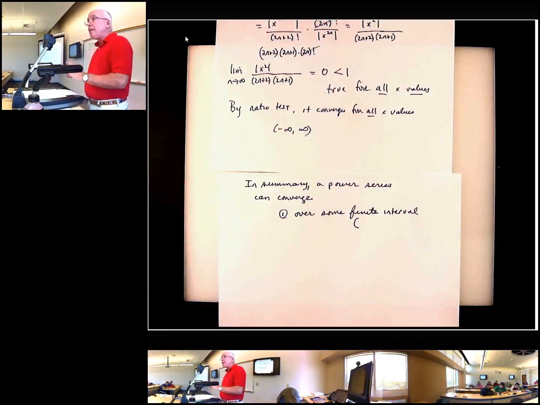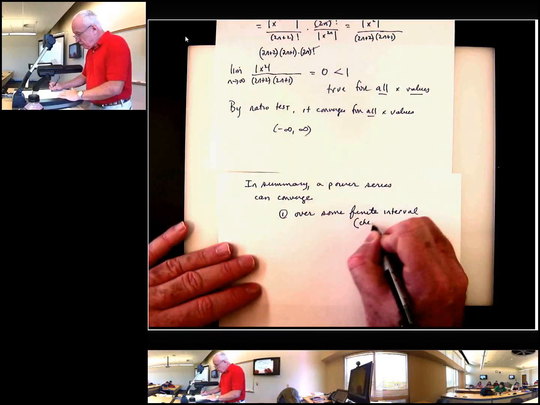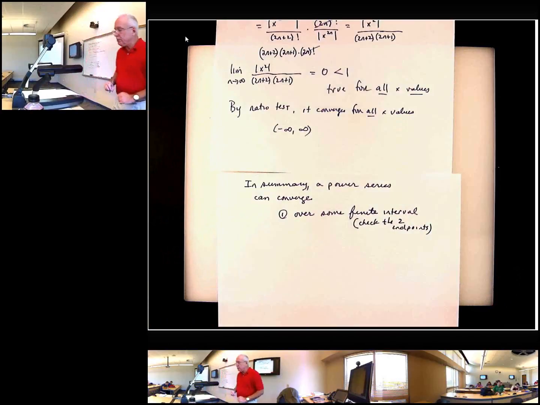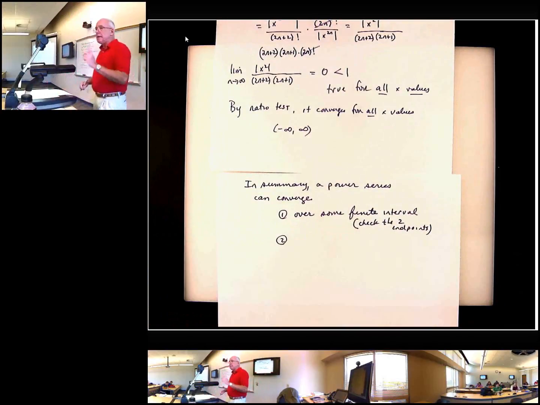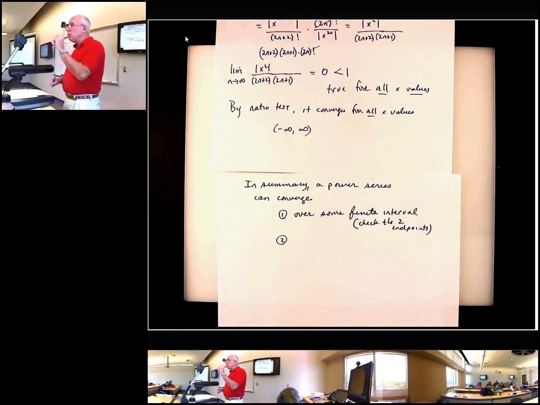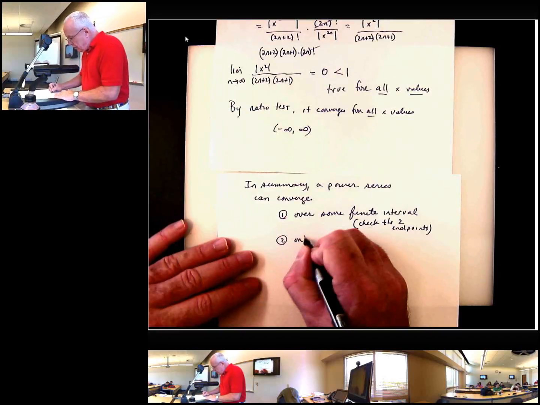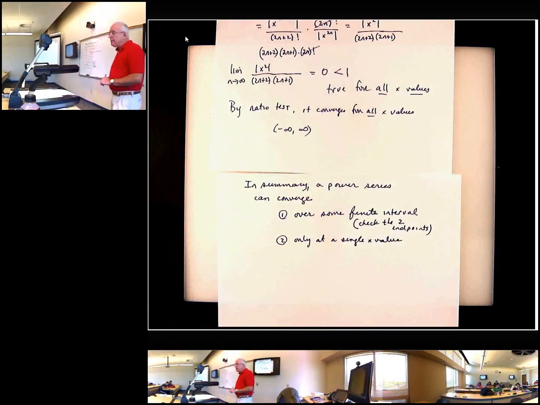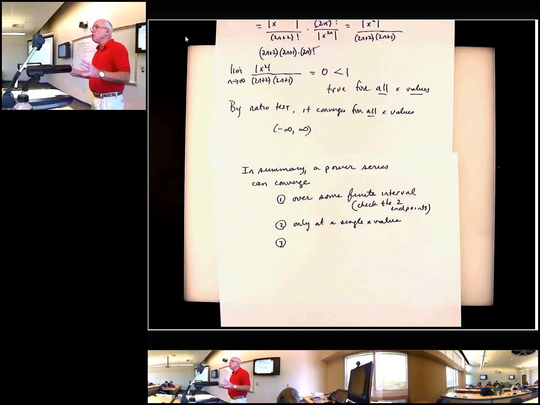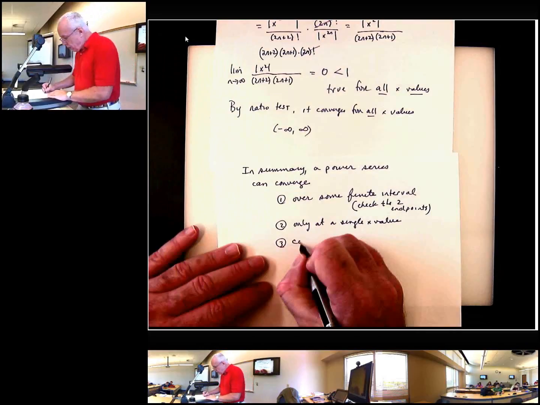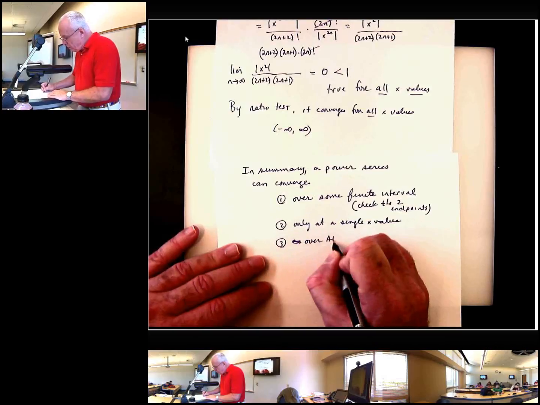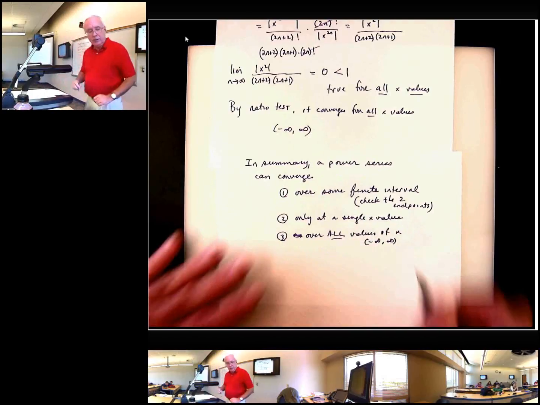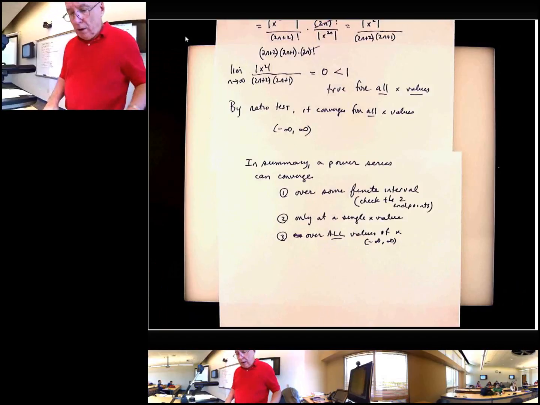And in this case, we have to check the 2 endpoints. Okay, that was the very first case we saw. Now, another possibility is the second case, where it only converges at a single value, a single x value. And then the third case was where it converges over all values of x, the minus infinity to infinity case. So those are the 3 possibilities we have with power series.